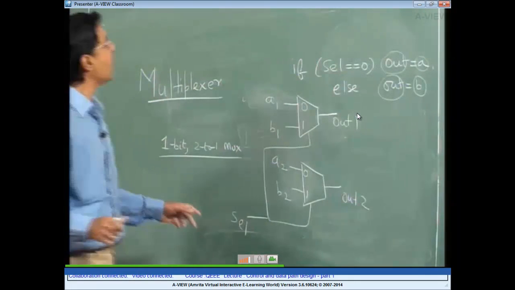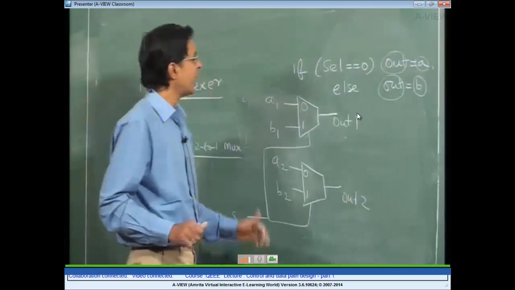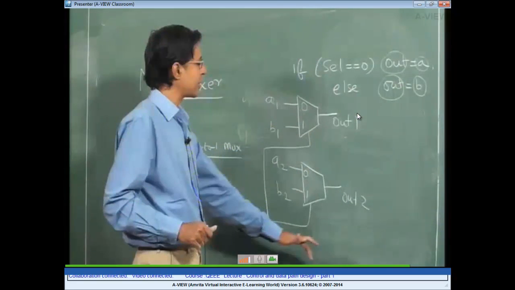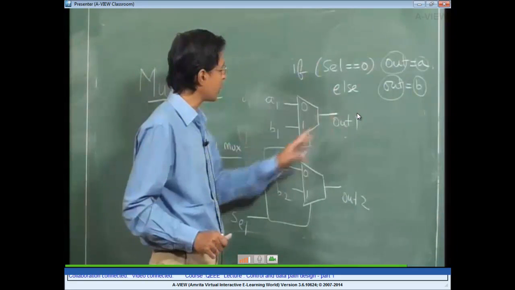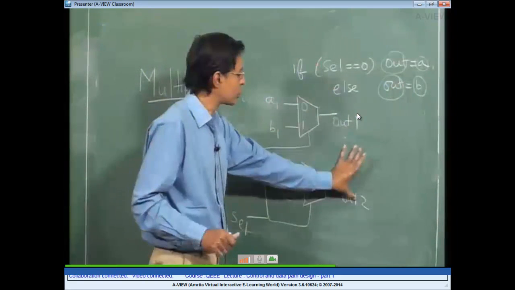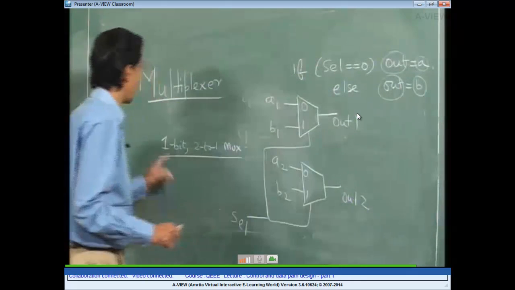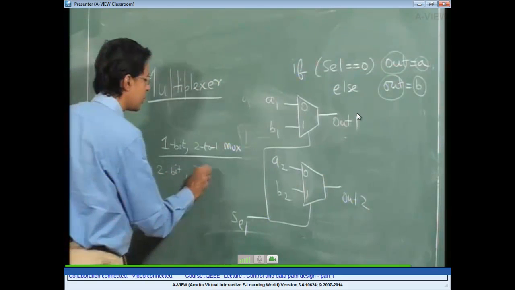So if your A and B are 2 bit numbers and out is also a 2 bit number, then using the select I can put several such mux together, and 2 such mux I have put now to basically route A1 A2 to out 1 out 2 or B1 B2 to out 1 out 2. So this is called a 2 bit 2 to 1 mux.